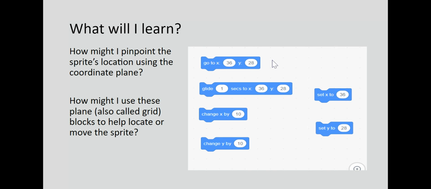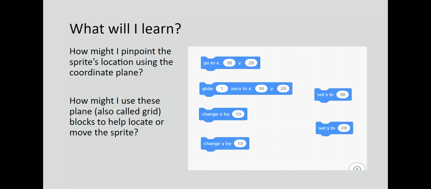So you've got a block that says go to x equals some number, y equals some number. That will tell the sprite to go to the exact place on the coordinate plane you want it to go to. You can also tell it to glide for a certain amount of time to x equals something, y equals something. We're going to be learning about these move blocks in the next section.